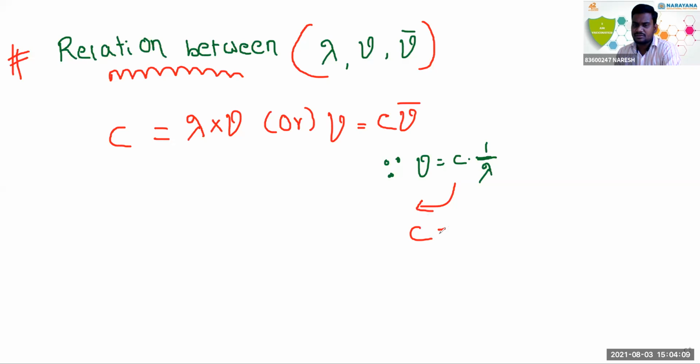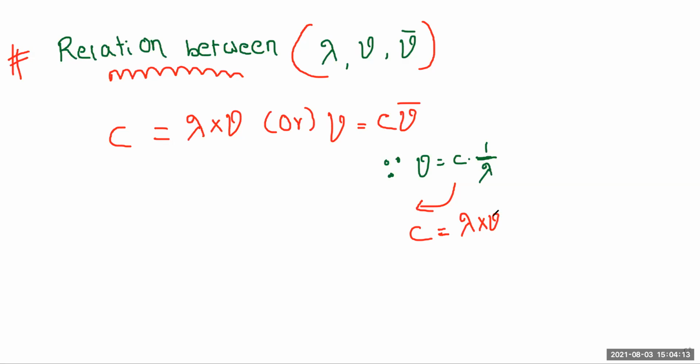C is equal to lambda into nu. So nu is equal to C nu bar, and nu bar is equal to 1 by lambda from the wave number definition. So C is equal to lambda into nu.